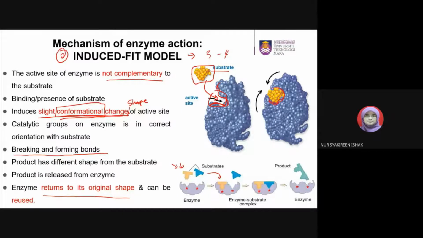Enzyme returns to its original shape and can be reused. This is an important point for you to include in your answer. As the product is released, the enzyme returns to its original shape and can be reused again to catalyze the next reaction. For induced fit, the important points are point number 1, point number 3, and the last point. These are the points that you have to mention when you are answering a question relating to the induced fit model.